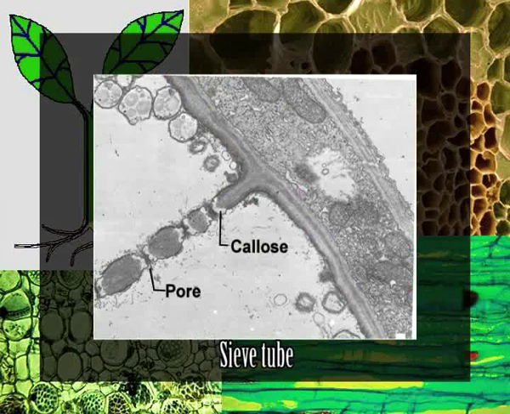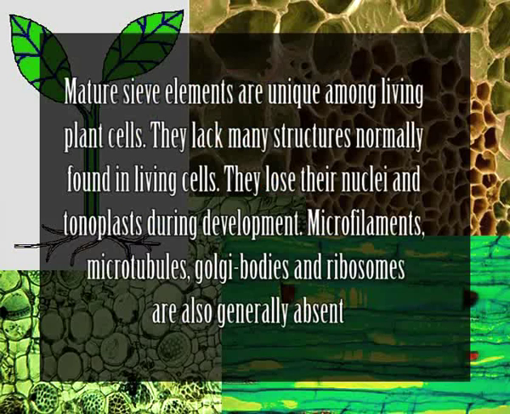The pores are bordered by a special polysaccharide called callose, which is made up of several glucose units. The plasma membrane of sieve tube element is continuous with that of its neighboring sieve tube element. Furthermore, the sieve plate pores of sieve tube elements are open canals that allow the transport between the cells. Mature sieve elements are unique among plant cells.